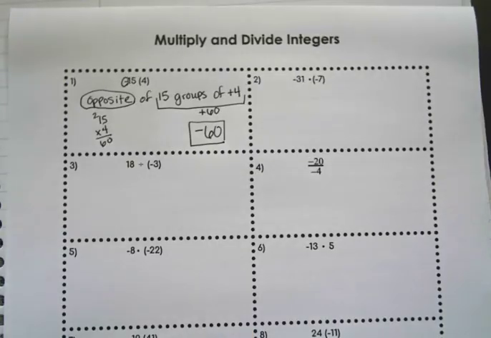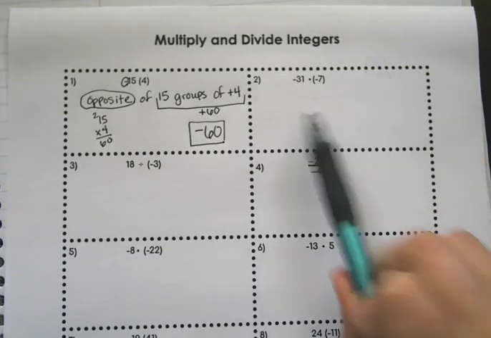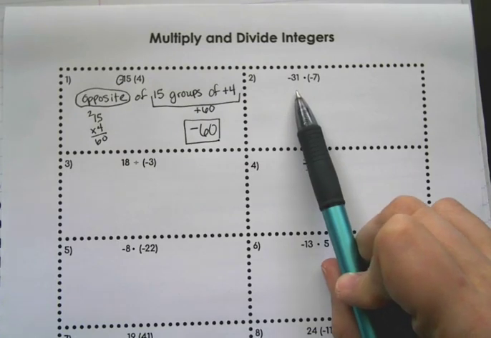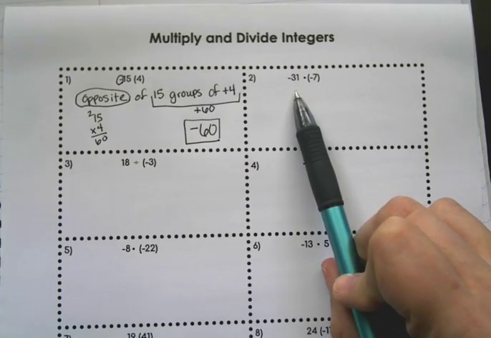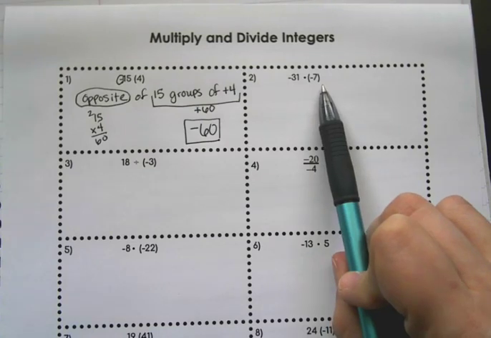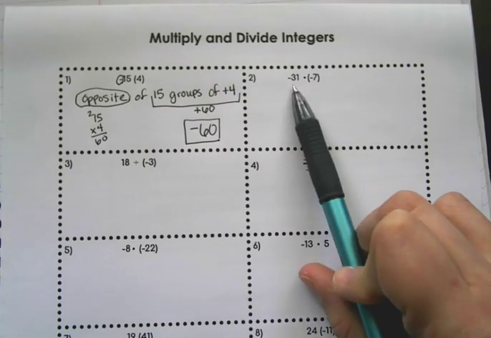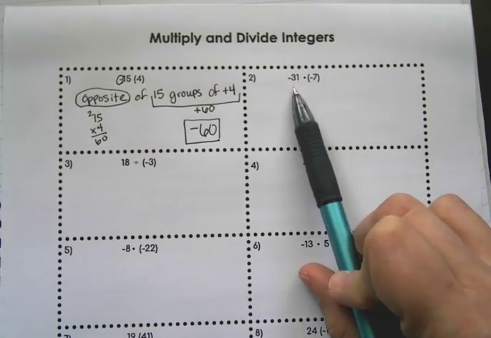Number 2. Number 2 is the reason why we have to do this without models, because the more we work with integers, the more complex our numbers would become, and it's things that I wouldn't want to draw out. I definitely do not want to draw out 31 groups.